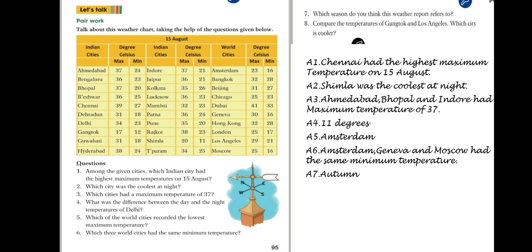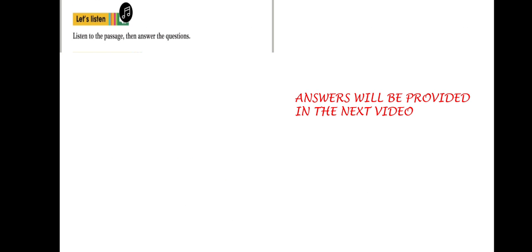Okay, so autumn season it is. Now the 8th question: compare the temperatures of Gangtok and Los Angeles. Which city is cooler? You will see Gangtok has a maximum of 17 and a minimum of 12, and Los Angeles has a maximum temperature of 29 and a minimum of 21. If you find the difference, and even if you look at the maximum and minimum temperature, you will find that not much difference is there in Gangtok. So the answer is what? Gangtok is cooler than Los Angeles. Right, now move to the next.